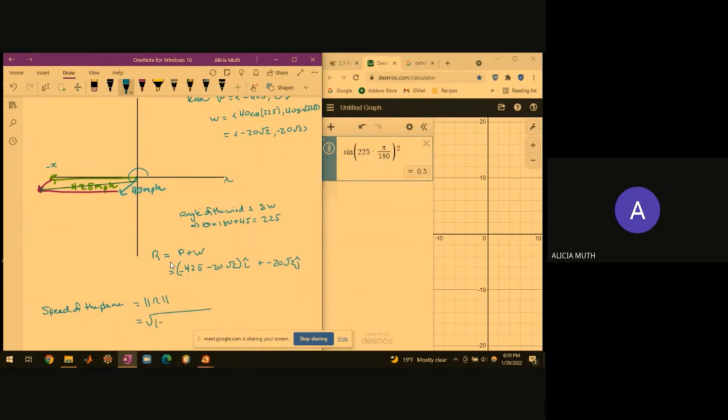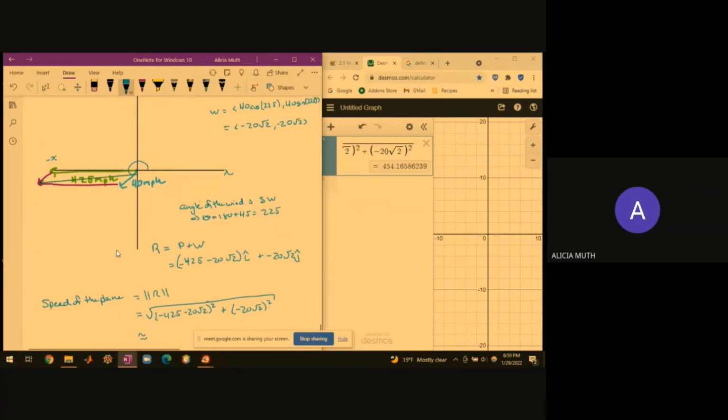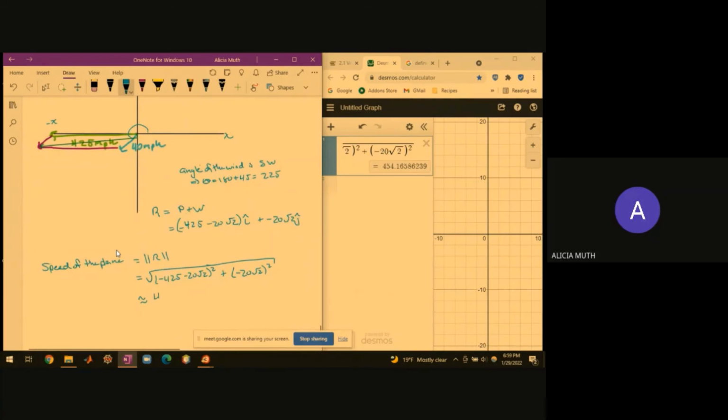So we're taking the square root of this expression that we have summed the squares of our components in. All right, and so let's see what that gives us as a calculated value. Negative 425 minus 20 square root 2 quantity squared plus the negative 20 root 2 quantity squared gives us a resultant speed of approximately 454 miles per hour.